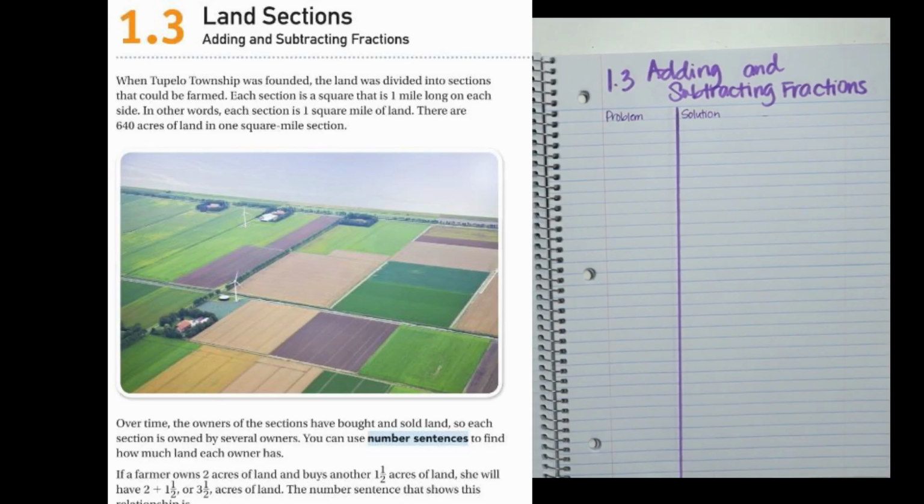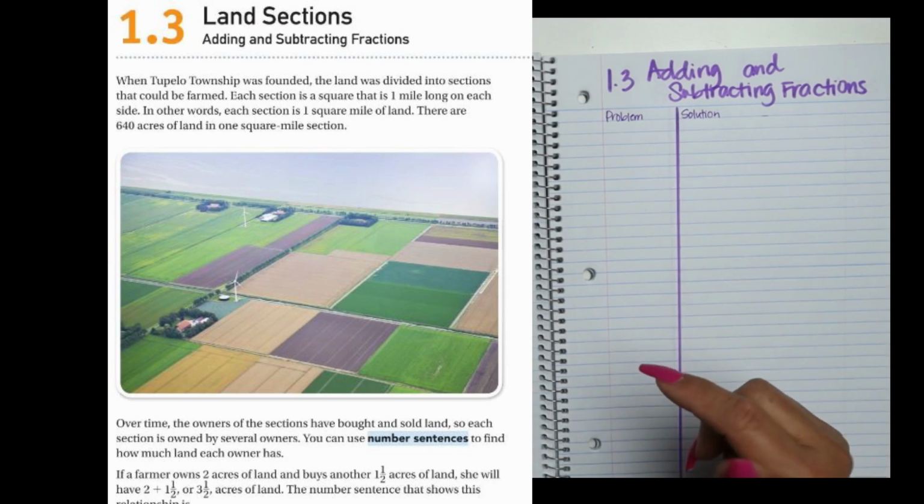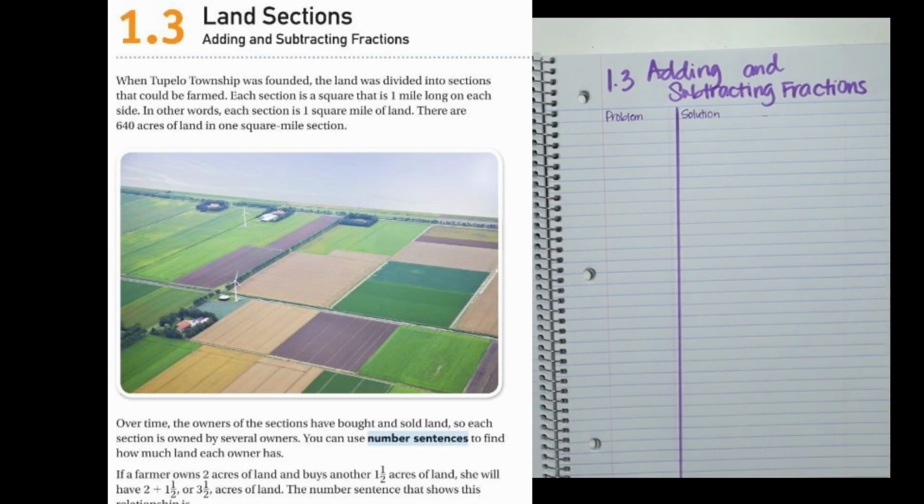This is 1.3, adding and subtracting fractions. Now remember, boys and girls, we're not adding and subtracting fractions for the first time. You should have a foundational skill in adding and subtracting fractions from 4th and 5th grade. In 6th grade, you're learning how to reason with fractions in a different way. Last lesson, you estimated. In this lesson, you're going to add and subtract, and you're also going to write number sentences. So we're going to put those two concepts together.